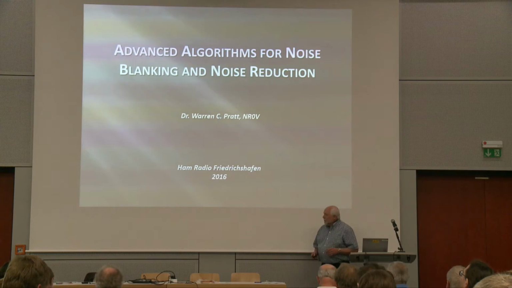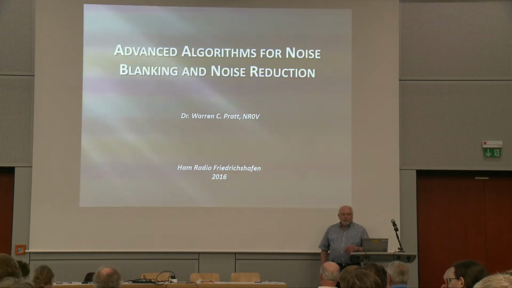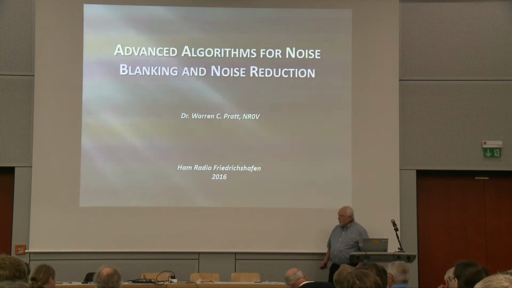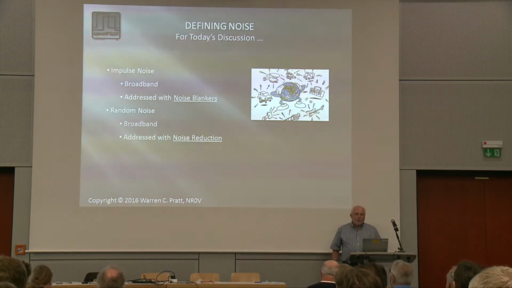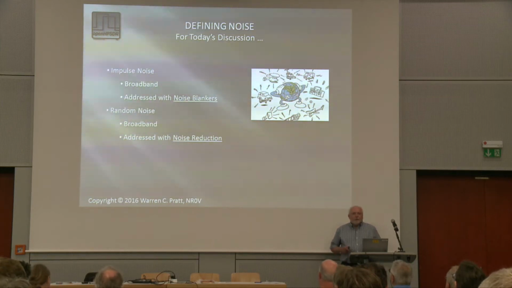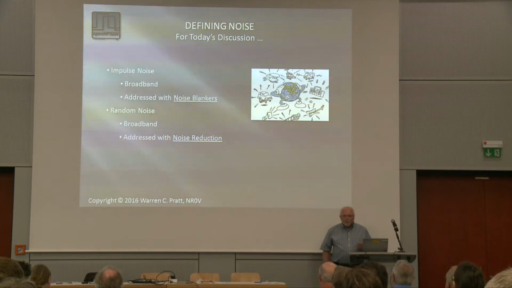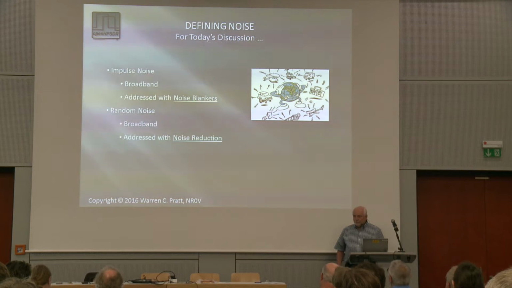And all the algorithms that I'll discuss today are implemented in the WDSP signal processing library that we use for the openHPSDR program. We're going to talk primarily about two types of noise, impulse noise and random noise. Both of these tend to be broadband across the frequency spectrum. The first is addressed with noise blankers, and the second is addressed with noise reduction algorithms.